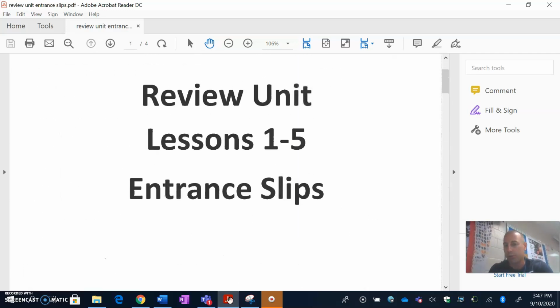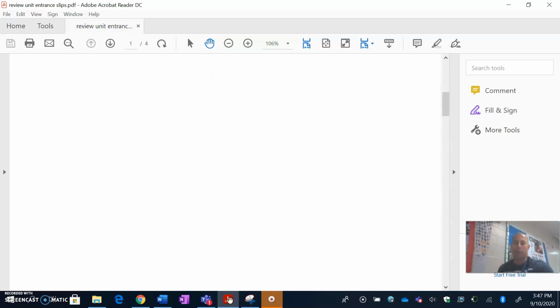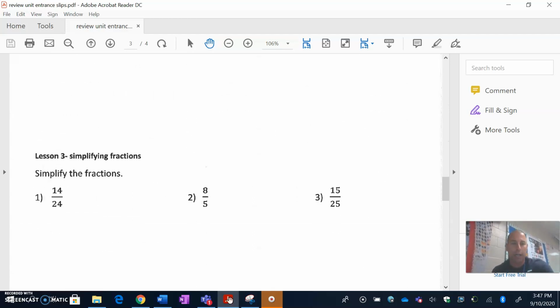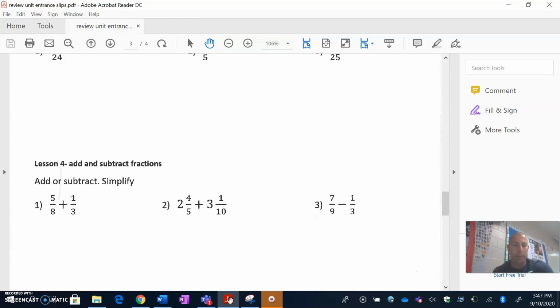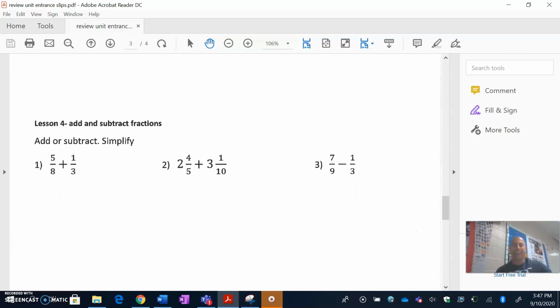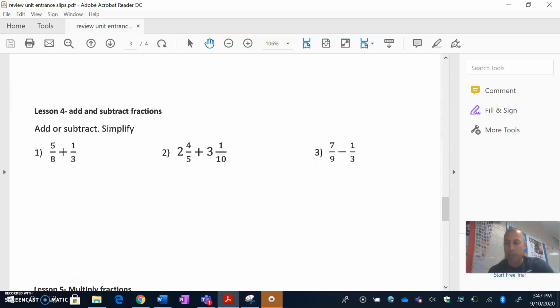Review unit entrance slips, lessons 1 through 5. We are in lesson number 4, where we are adding and subtracting with fractions. Again, your notes should be done. White packet, lesson number 4. Take a look at it. Go on. Did you do it?